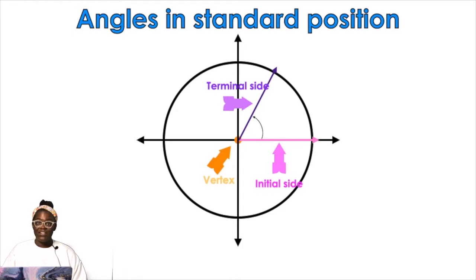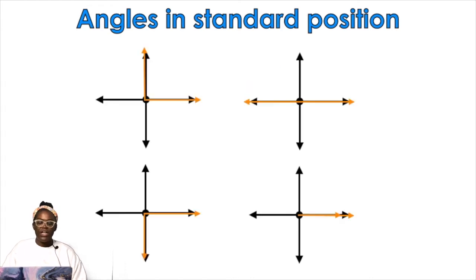This is an angle in standard position. The first ray starts on the positive side of the x-axis, and then they open and they're going to go counterclockwise. All right, so angles in standard position.